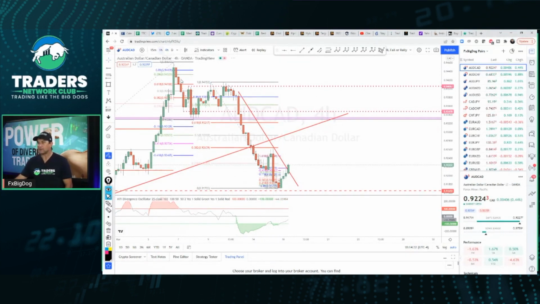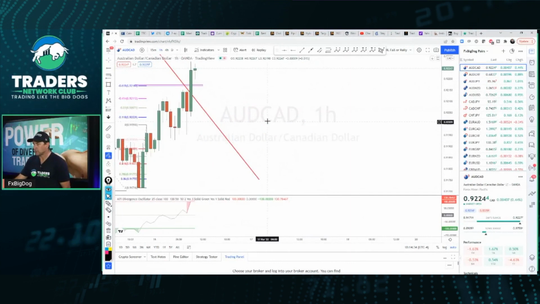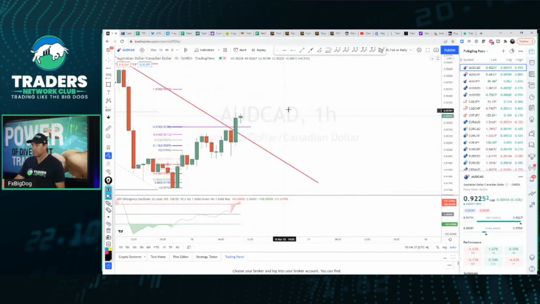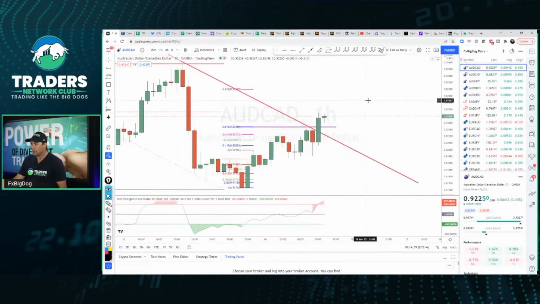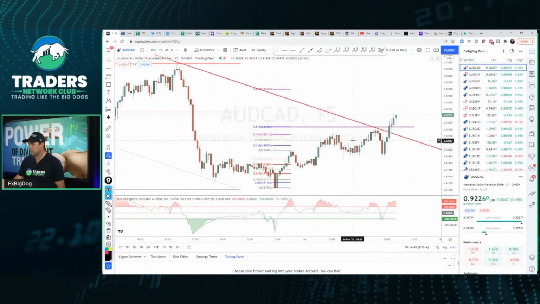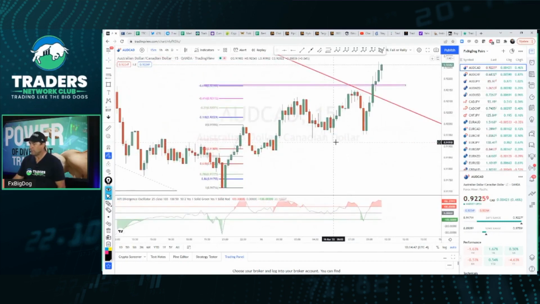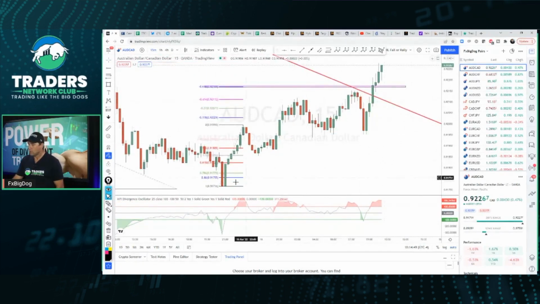Now, if we go down to the lower time frame, let's take a look at what's going on here. On the lower time frame, I've put in this first swing. Maybe I should go to a 15-minute time frame. Yeah, we can see this a lot better. There we go. So on the 15-minute time frame, we do see that price created this first wave.